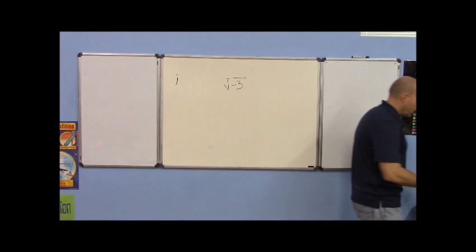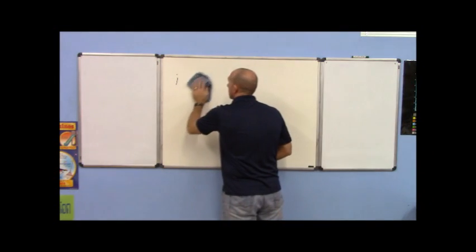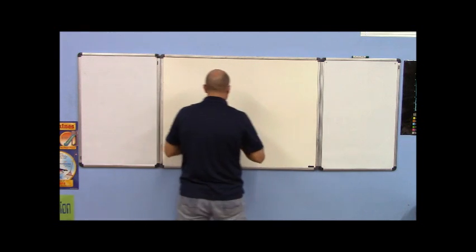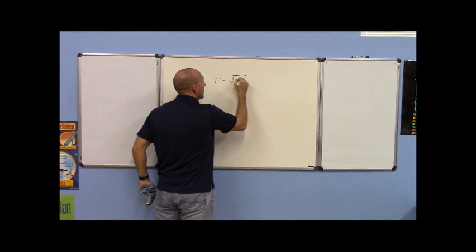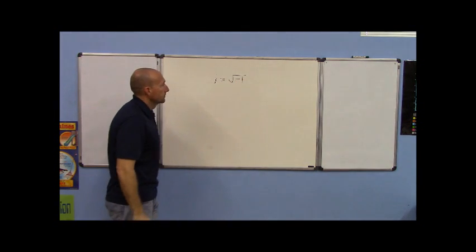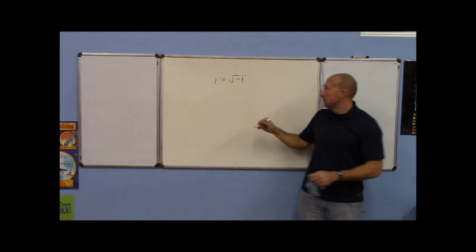Now, what we're going to look at first is i, being an imaginary number, equals the square root of -1, which in turn equals i.